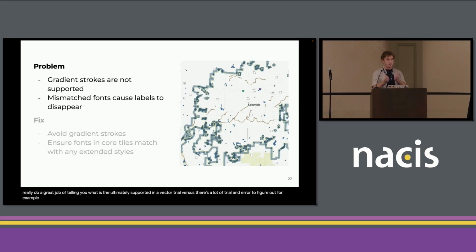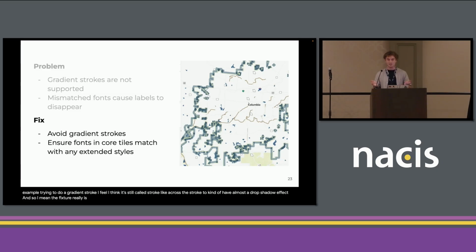For example, trying to do a gradient stroke, I think it's still called a gradient stroke, across the stroke to have almost a drop shadow effect, just produces whatever this is. And so the fix here really is just to totally avoid that at this time at least. And also fonts are a thing, so we're using basically exclusively Open Sans for everything, but whatever font is in use in your Pro project, that's what gets bundled into the tile. It doesn't pull any system font. So if in a style I'm trying to call, say, Avenir, it just doesn't know what that is. So as long as you've used it somewhere in your project, then it will pull. But that's really important to know when trying to use custom fonts.